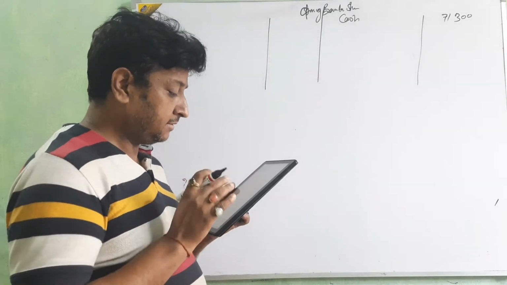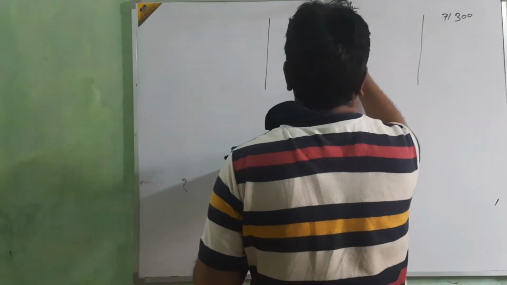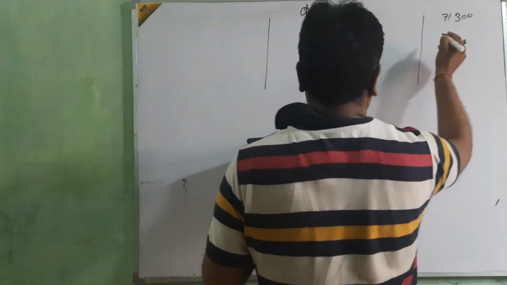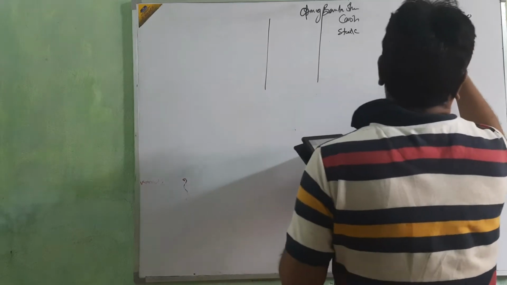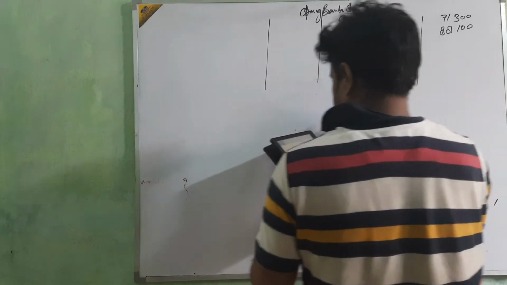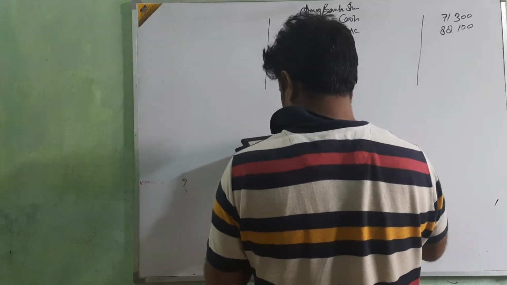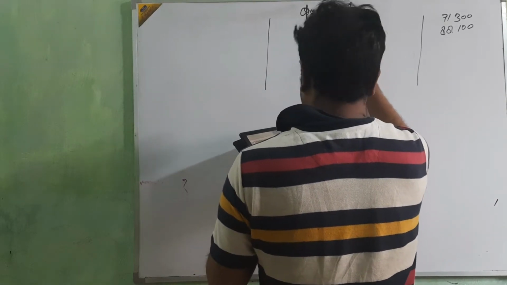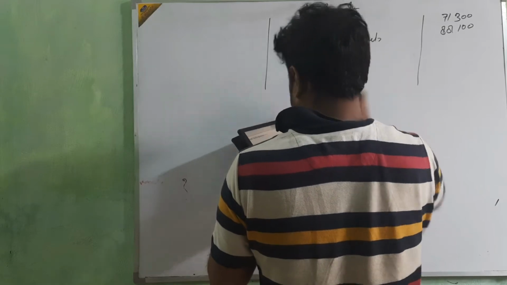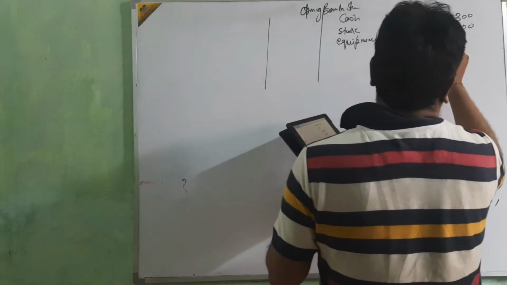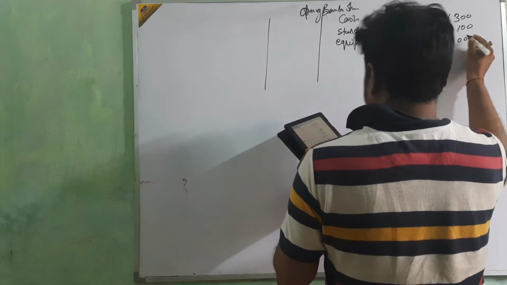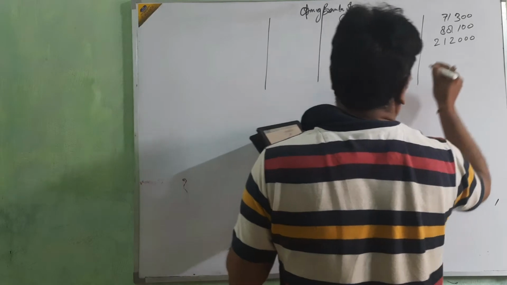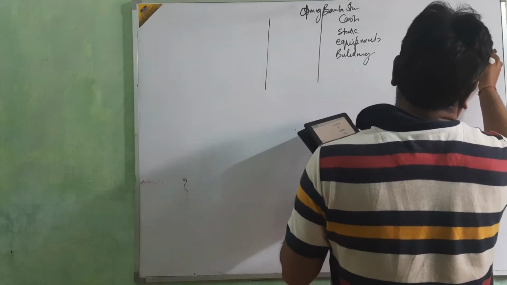Stock of material, that is the stock of medicine. That amount is 88,100. Then equipment, and that amount is 212,000. Then building, that amount is 4 lakh.